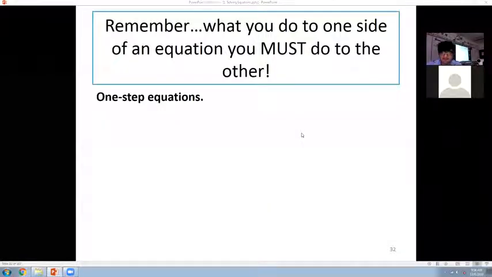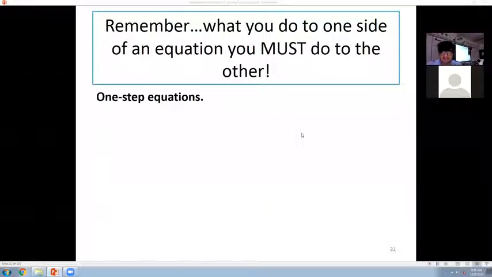Ladies and gentlemen, today we will be talking about two-step equations. Yesterday we talked about how to solve one-step equations, and there was a law. What is that law for equations? What you do to one side of an equation, you must do to the other. So if you follow this law, you will never get an issue. You will never get any problem, and you will always be okay.